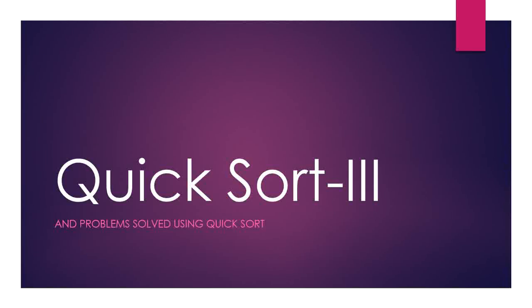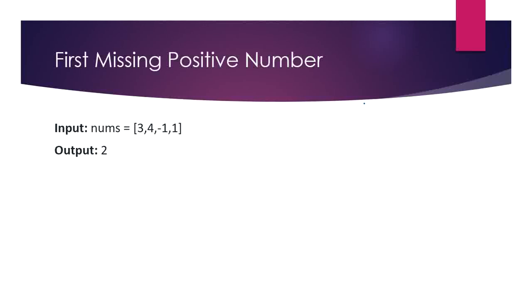So here we are going to see another problem that uses the logic of quicksort to make it work really fast. We are going to find the first missing positive number in a given array. The input is an integer array which has both negative and positive integers, and we have to return the first missing positive number.